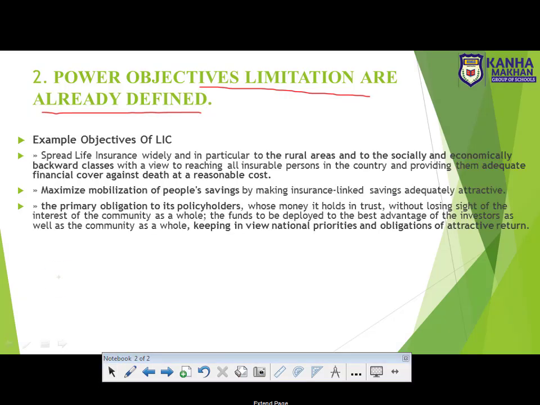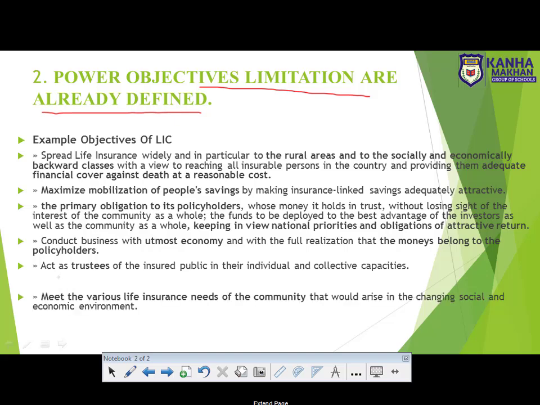So how is it actually defined? Let's discuss with some examples. Here I have an example of LIC only, and we will continue with it. In LIC, everything is predetermined or pre-decided in the Act only. So we will discuss the objective of LIC.